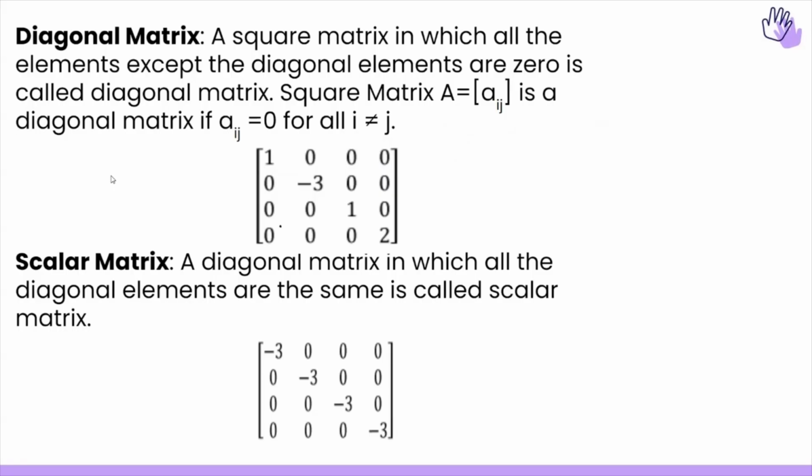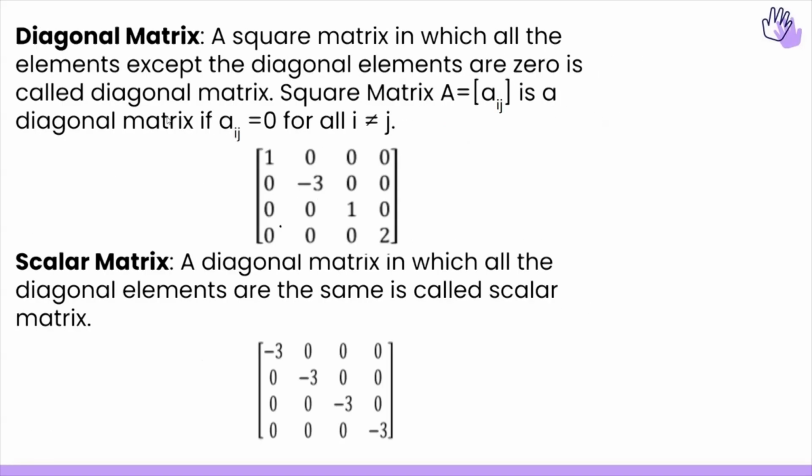Coming to the next one, scalar matrix. A diagonal matrix in which all the diagonal elements are the same is called a scalar matrix. Now that you understood the diagonal matrix, a scalar matrix is just an extension of the diagonal matrix, right? In a scalar matrix, all the diagonal elements would be the same. That's the only difference between a diagonal matrix and a scalar matrix.